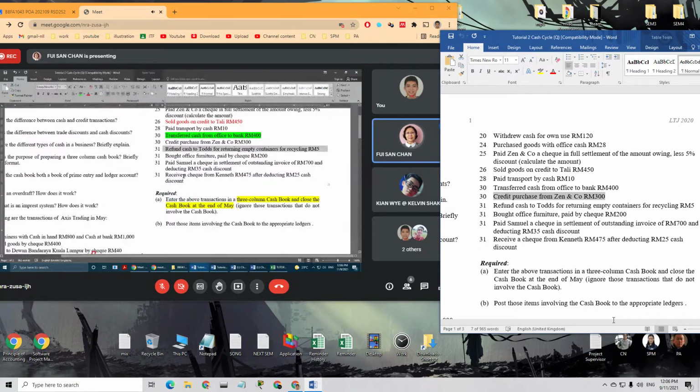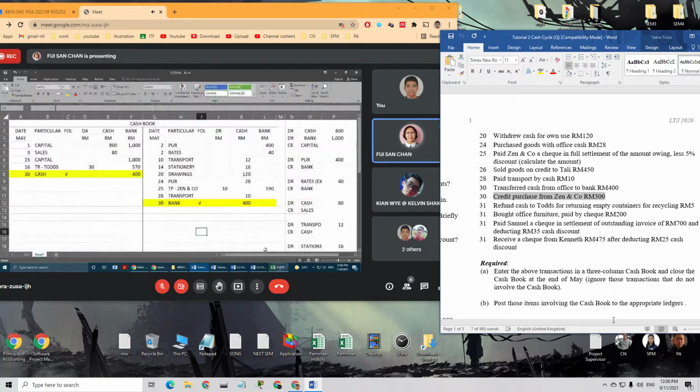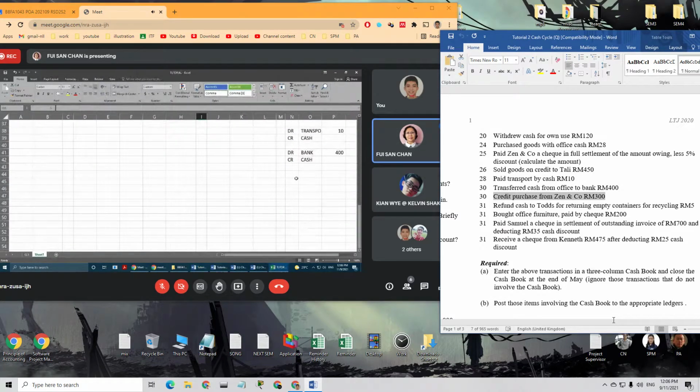31st. Now tell me, what is this? Refund cash to Todd for returning empty containers for recycling, 5 ringgit. So meaning we return, right? Do you remember just now Todd is our customer, right? So now we want to return 5 ringgit. So what's your double entry? What do you debit? What do you credit?